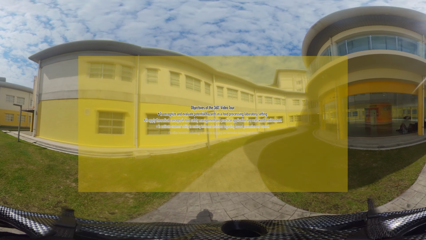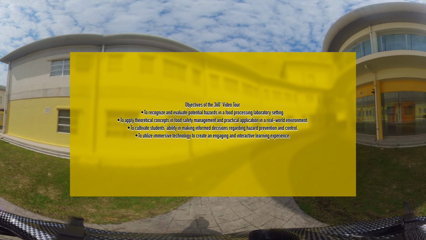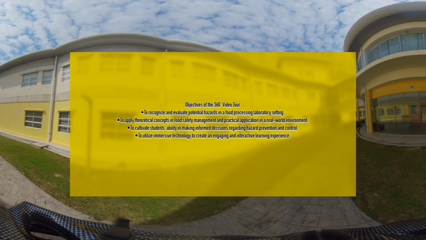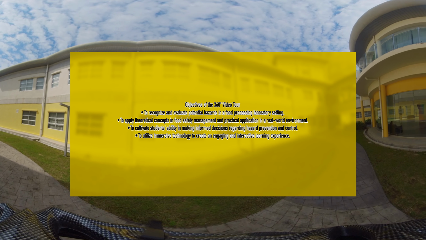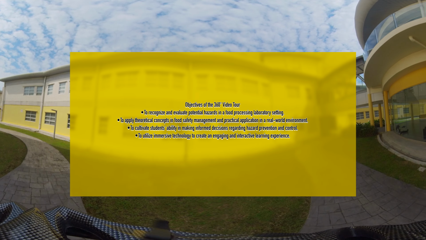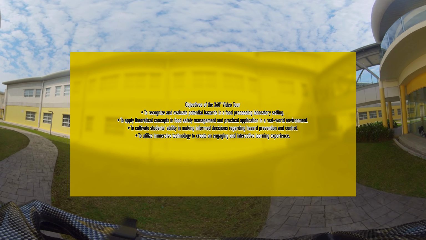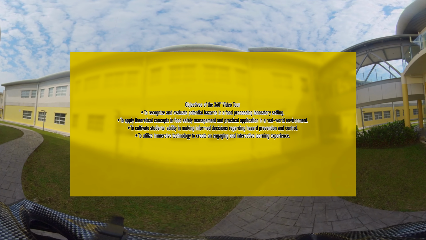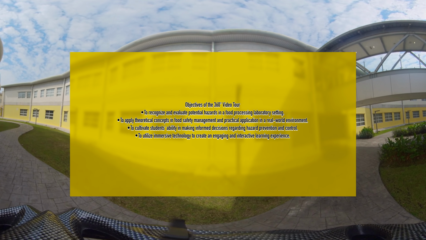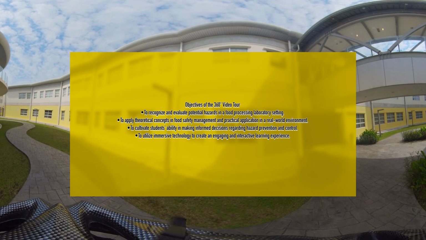Objectives of the 360 degrees video tour: to recognize and evaluate potential hazards in a food processing laboratory setting; to apply theoretical concepts in food safety management and practical application in a real-world environment; to cultivate students' ability in making informed decisions regarding hazard prevention and control; to utilize immersive technology to create an engaging and interactive learning experience.